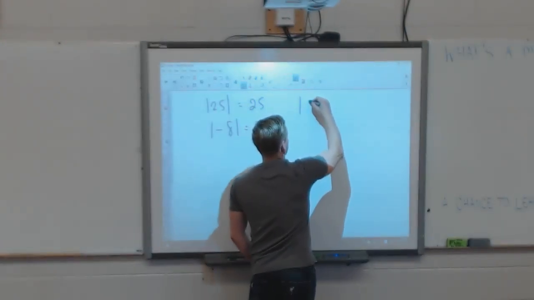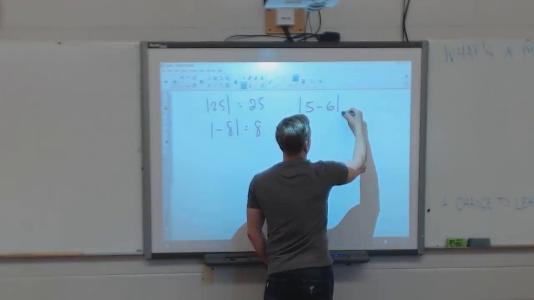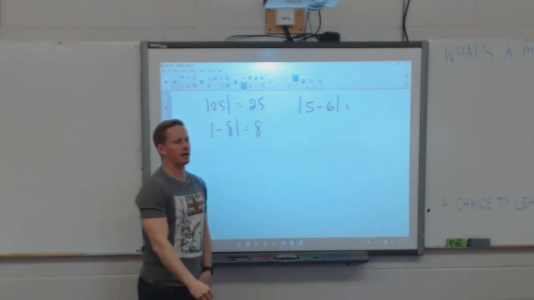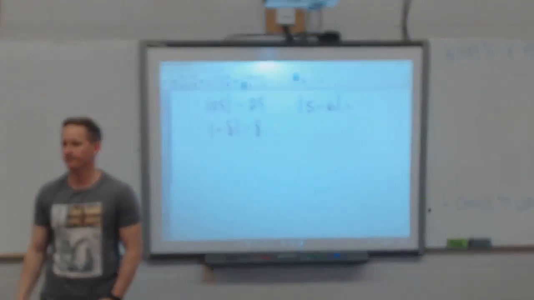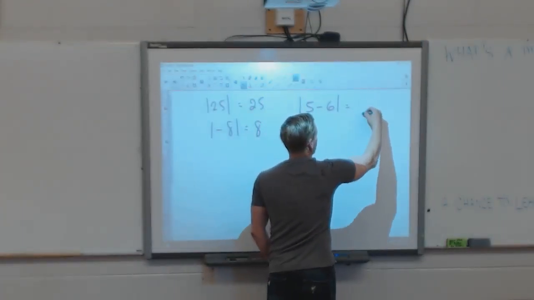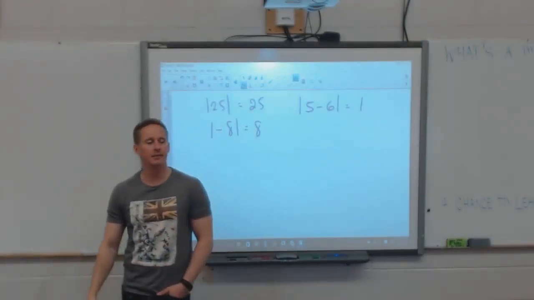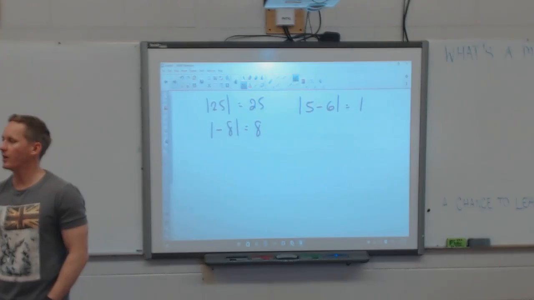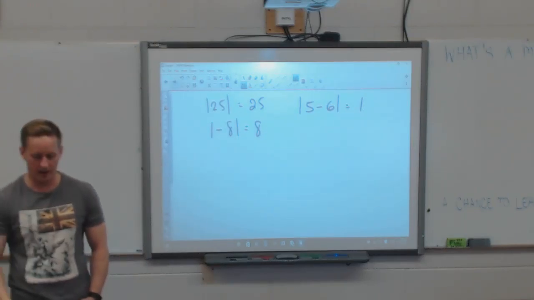What about something like this? What is the absolute value of 5 subtract 6? 1. All done. Okay? 1. Solve inside the brackets first, and then change it to its absolute value.